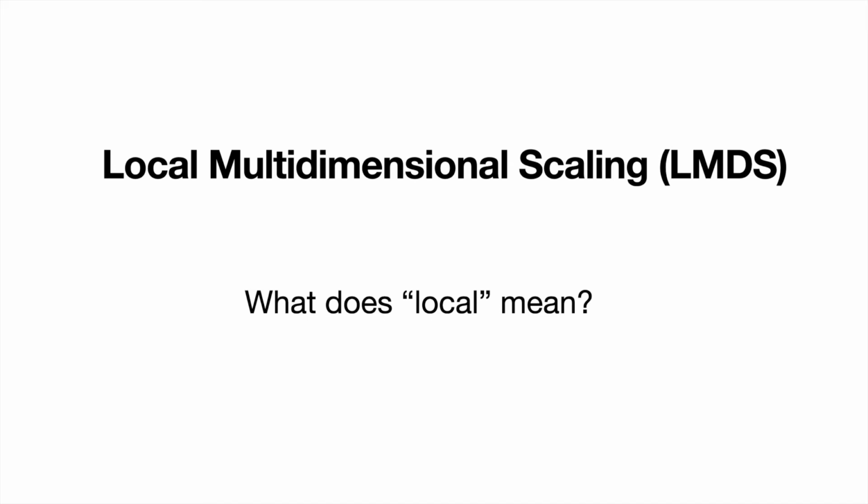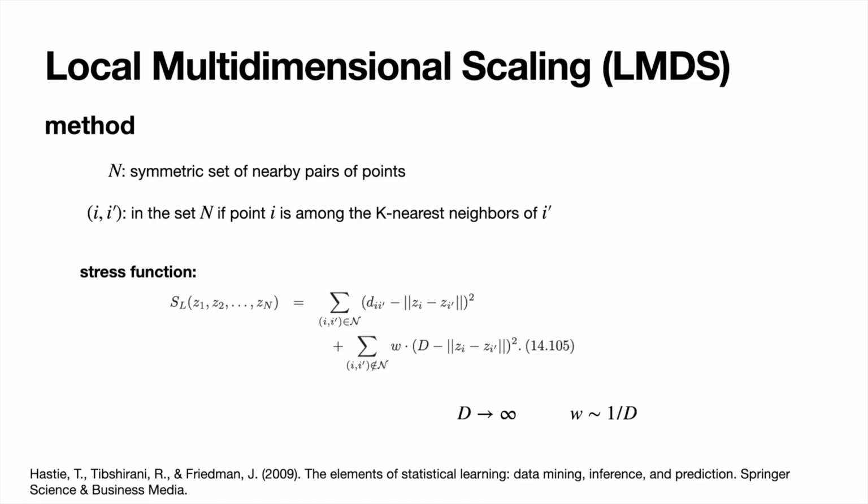The local here means part of, indicating the algorithm will use some solutions and may not take the global data. Let's take a closer look at LMDS. Well, in LMDS, it adds constraints to the pairs of points. Only the points that are k nearest neighbors will be considered to find the lower dimensional representation, like MDS.